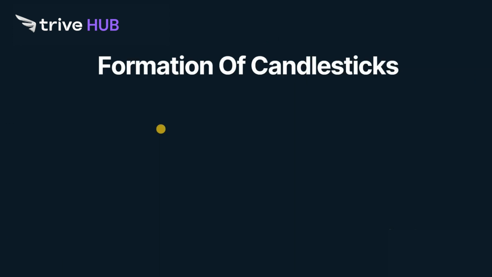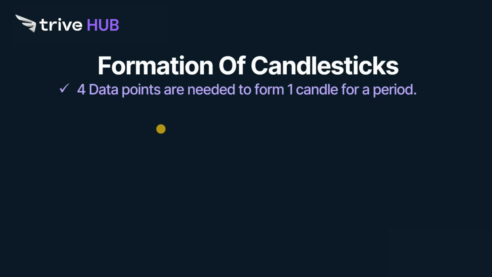Formation of candlestick patterns. 4 data points are needed to form one candle for a period. Let's see how one single candle is formed and plotted on a chart. A candle has 2 elements. First is the body, as you can see on the chart, and the second one is the wick, or you can call it a shadow. Some people call it a tail also, whatever. They all mean the same thing.